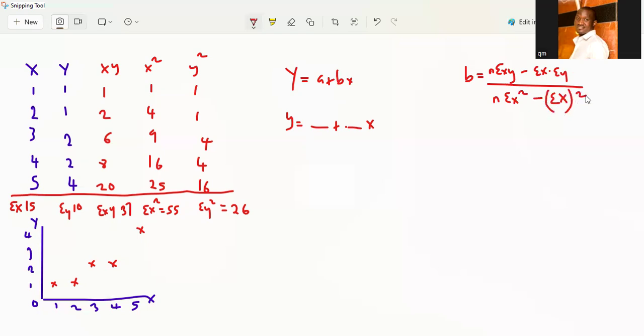So help me, what is our n? N is the number of pairs that we have. 1, 2, 3, 4, 5. So our n is 5. Number of rows. So what is summation of x, y? Where there's n, we put 5. What is summation of x, y from the table? It's 37.